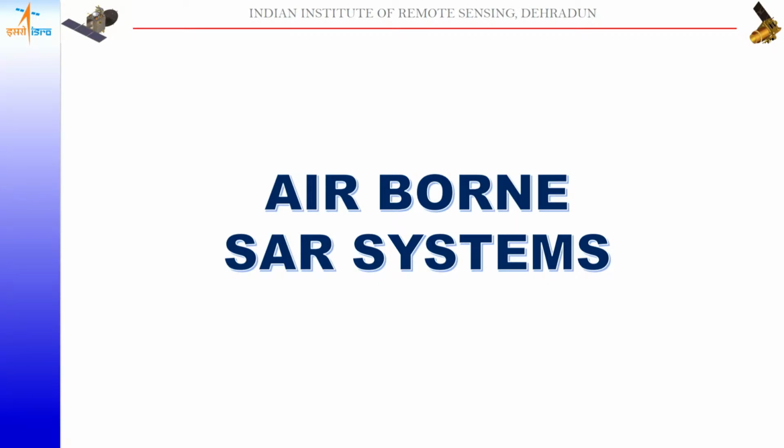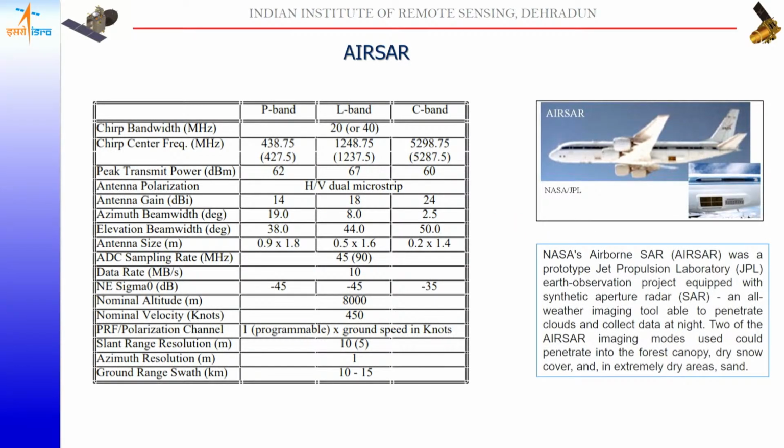Now we can see some of the airborne SAR systems also. Airborne is the mission like AirSAR, which is the NASA airborne system, which is having all these three multi-frequency. In case of spaceborne, we have seen first the SAR mission which is going to be launched, which is multi-frequency. But in case of the airborne SAR, we can deploy multi-frequency SAR also. So we can have the P band, L band and C band in the same airborne sensor.